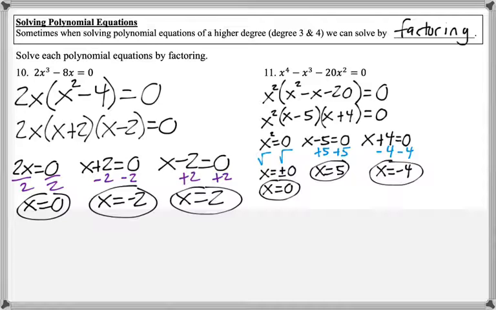Now, there is a relationship between the degree of the polynomial and how many solutions there are. So, question number 10, our degree was 3, and we had 3 solutions. For 11, our degree is 4, and we only have 3 solutions here, but technically we have 4 because the plus or minus 0 technically counts as 2.